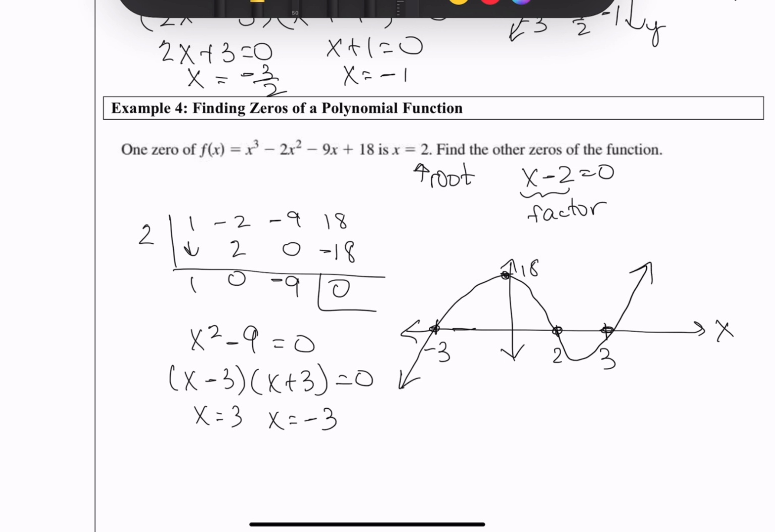Now, could I do a better job? Of course I could do a better job. I could definitely use an input-output table to find some more points in between to get a better idea of this. That gives you a general idea.